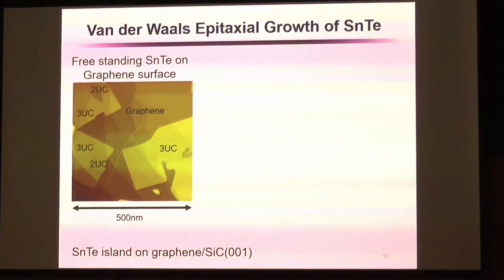So let's see how the film looks. This is the STM image. You can see the atomic steps on the sample. This is the graphene region. But after depositing the thin films, you can see some rectangular islands. The thickness is very small, just several unit cells. One unit cell is only 0.6 nanometers. So we always get 1 unit cell, 2 unit cells, 3 unit cells.